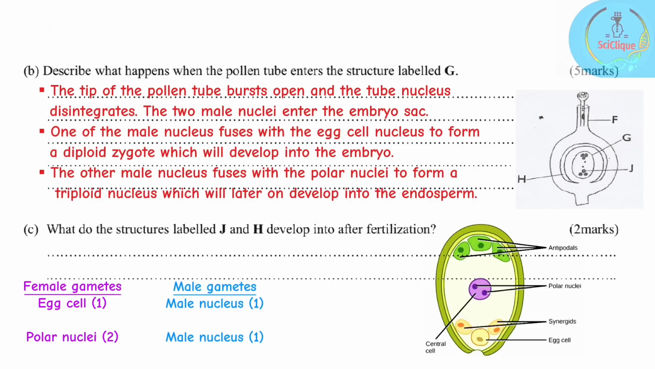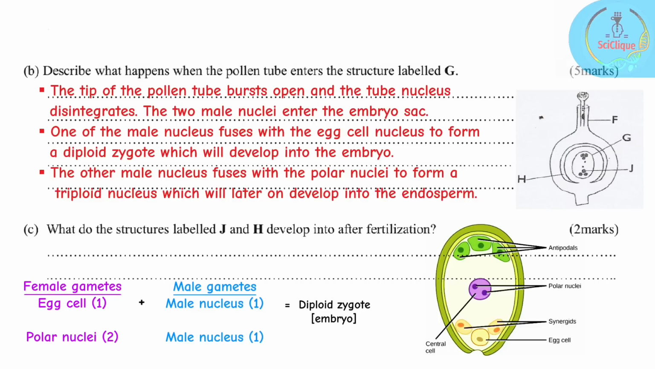So one of the male nuclei is going to fuse with the egg cell. This will lead to the formation of a diploid zygote. Why am I saying that this is diploid? Because it's going to have 2 sets of chromosomes. One from the male nucleus and the other from the egg cell itself. So this is diploid. Now this forms the zygote, which will in turn lead to the formation of the embryo, okay?